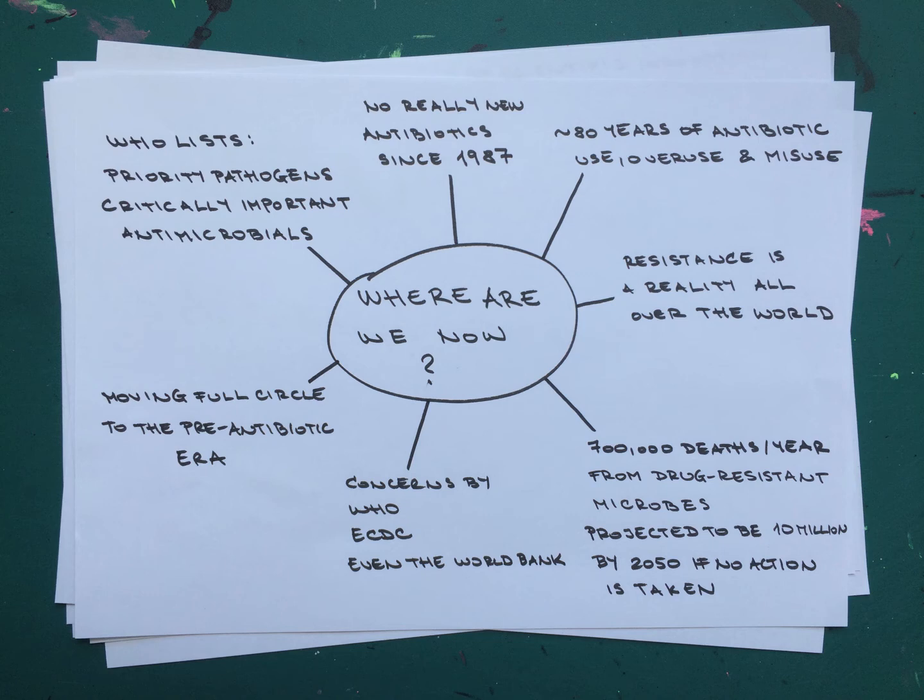And the WHO is trying to create all these lists. So it creates a list of priority pathogens, which specifies them depending on how dangerous they are, how widespread they are, and also the list of critically important antimicrobials. So not all antibiotics should be used as first line. Maybe some of them need to be saved for those cases when people actually have a resistant infection.